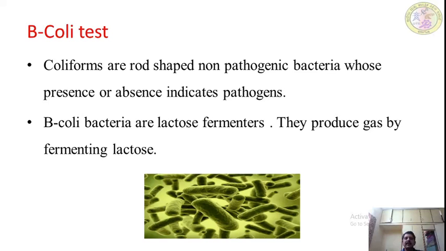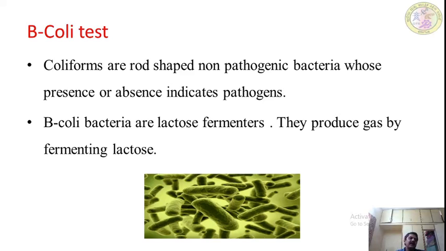The second test is the B. coli test. B. coli or coliforms are rod-shaped non-pathogenic bacteria whose presence or absence indicates the pathogens. These coliform bacteria are non-pathogenic, that is, they do not cause any diseases and are not harmful. These bacteria are taken as an indicator for the presence of the pathogenic bacteria.